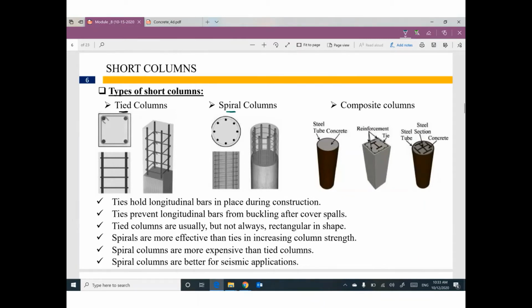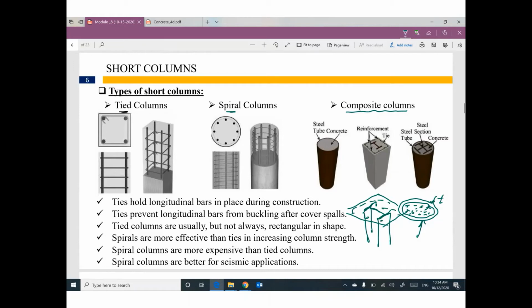Composite columns will be covered in the steel design course in the spring next semester. Composite columns means probably we have a steel tube with a thickness t, and this steel tube is filled with concrete. So the final cross section is called composite. We have a steel member and a concrete member, and both of them interact together to form a composite column. Or sometimes we have a W shape, I section or H section, inside concrete.